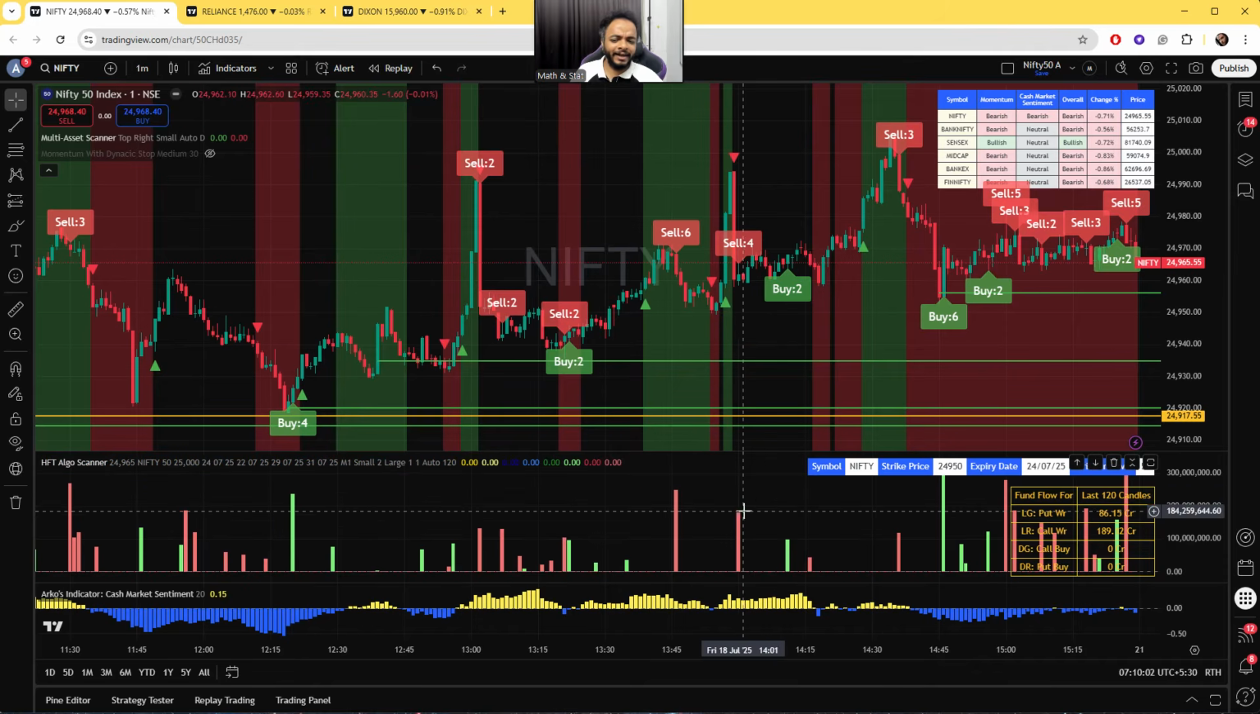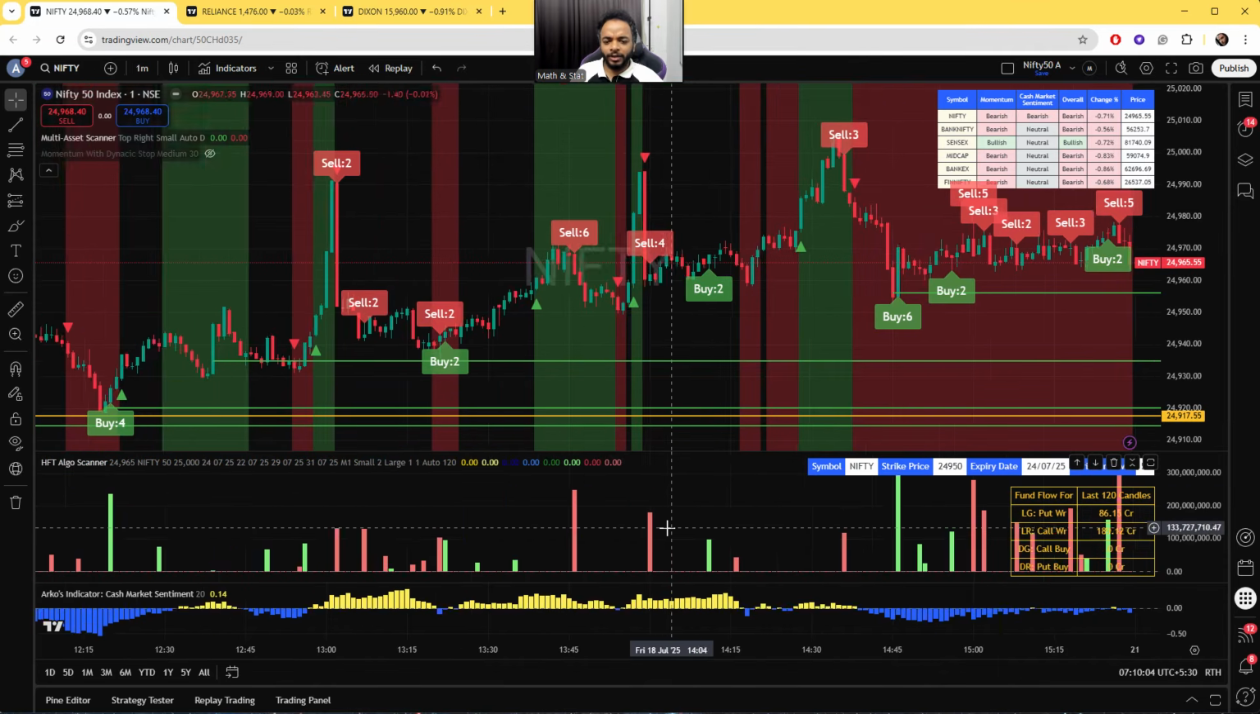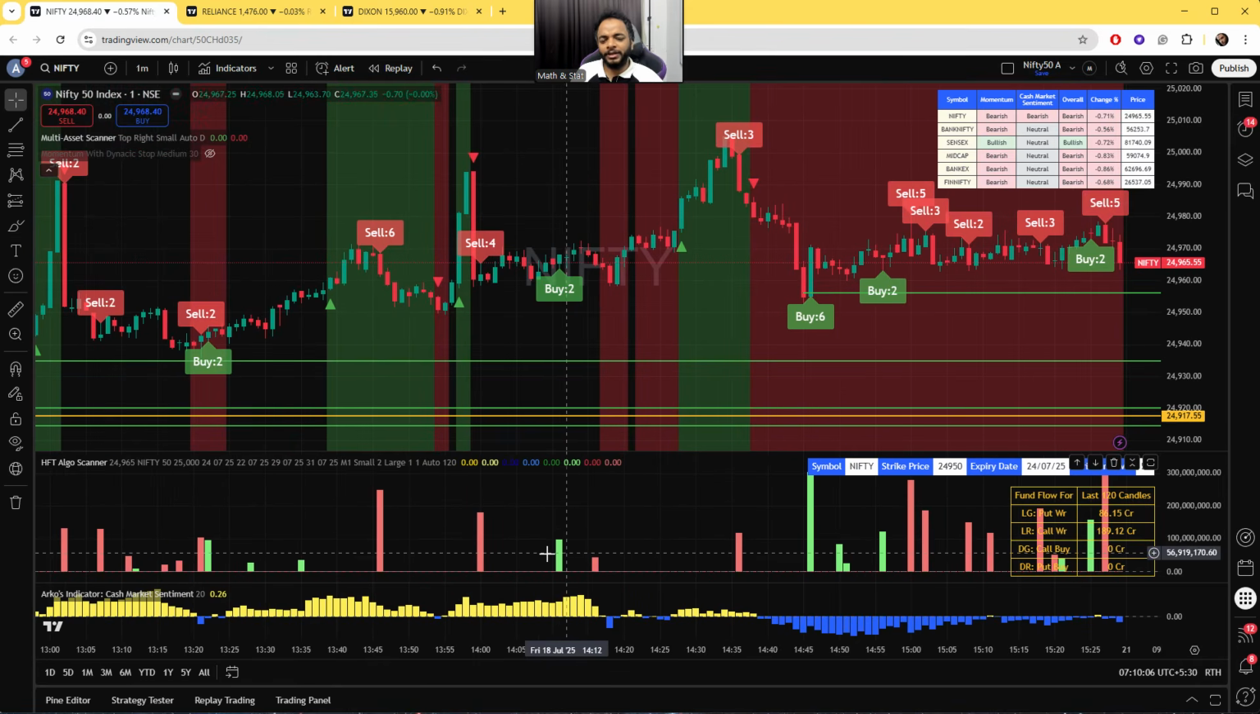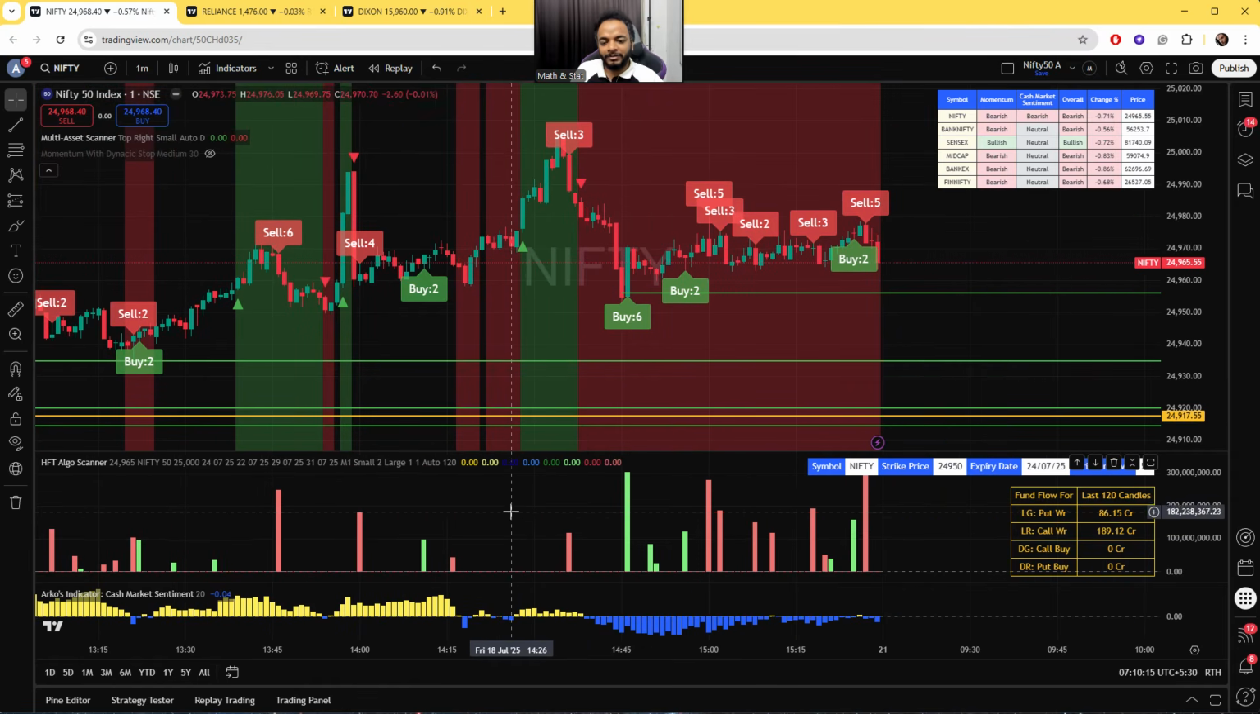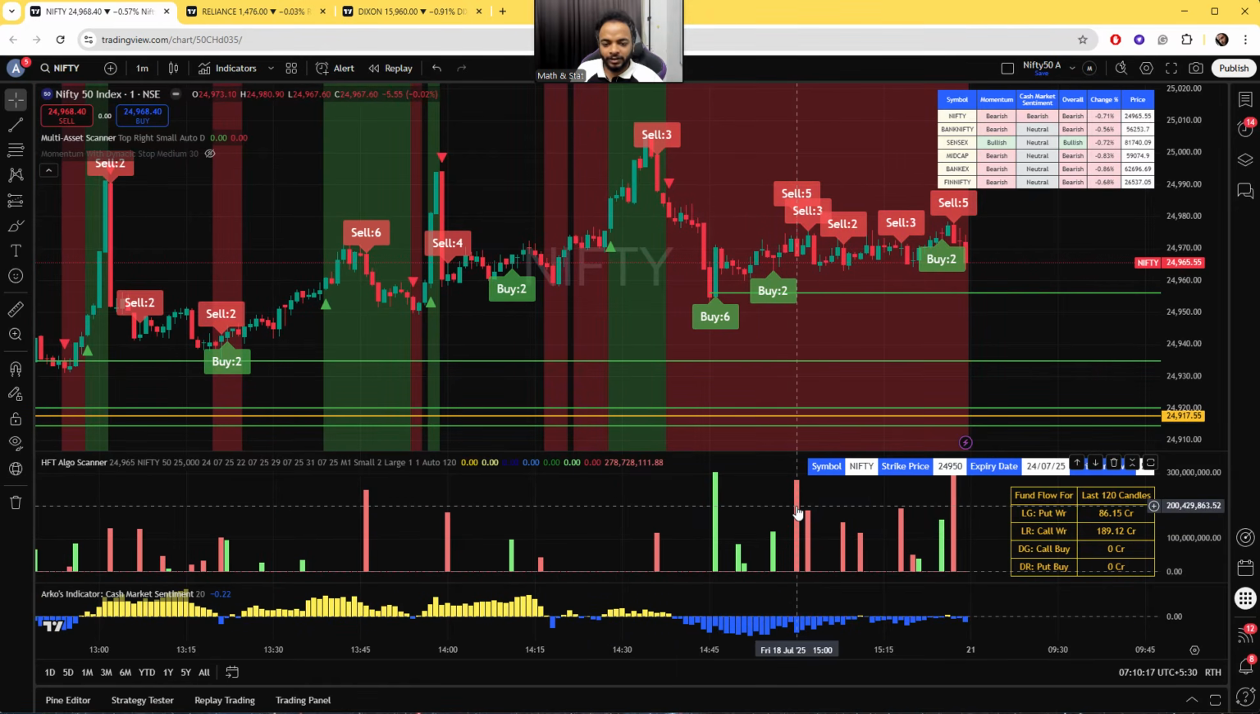So people said that we want to know, for now what happens is that you have to hover over the bar, and you can see how much writing has happened. Suppose if I hover over this bar, I can see 27.8 cr here. So here all the information is shown, you just have to read it.